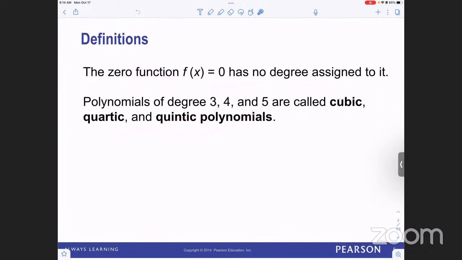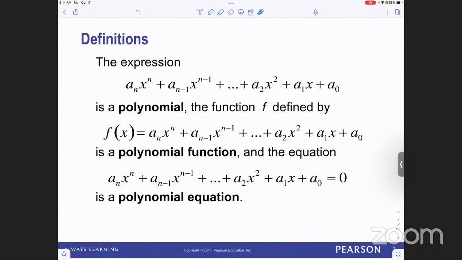Okay. So this is just terminology. I feel like once we start working some examples, this stuff will sink in through exposure and repetition. This expression is a polynomial. The function f defined by f of x equals that polynomial is called a polynomial function. And the equation, when you take that polynomial and set it equal to 0, is called a polynomial equation. All right, so we have a polynomial, a polynomial function, and a polynomial equation.